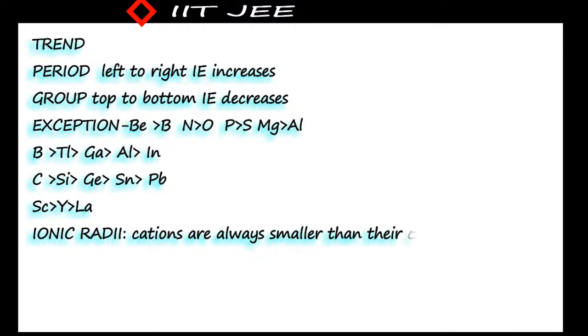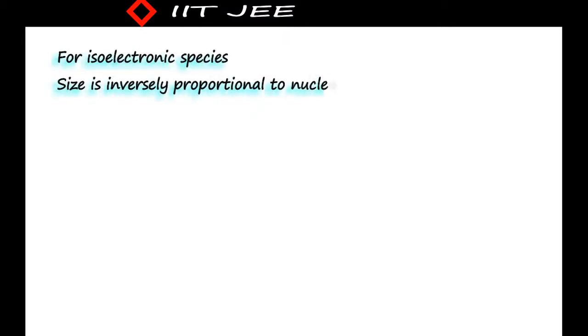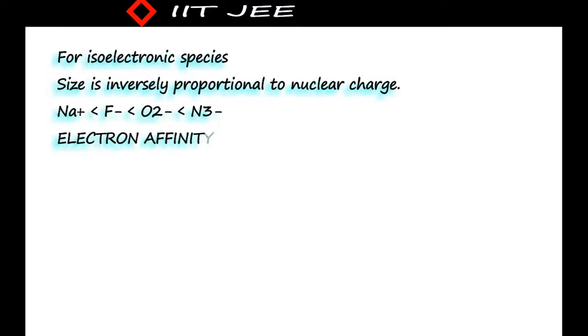Ionic radii. Cations are always smaller than their corresponding parent atom, and anions are always larger than their parent atom. For isoelectronic species, that is, the species having same number of electrons, size is inversely proportional to the nuclear charge.